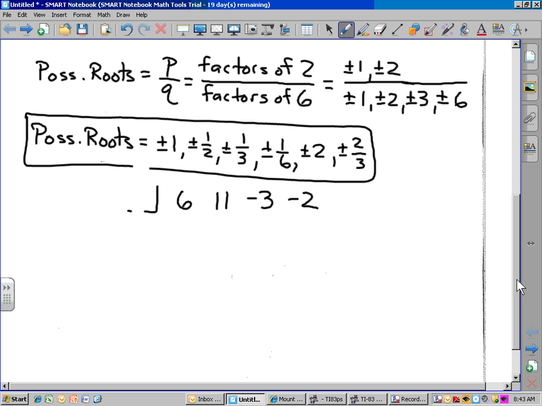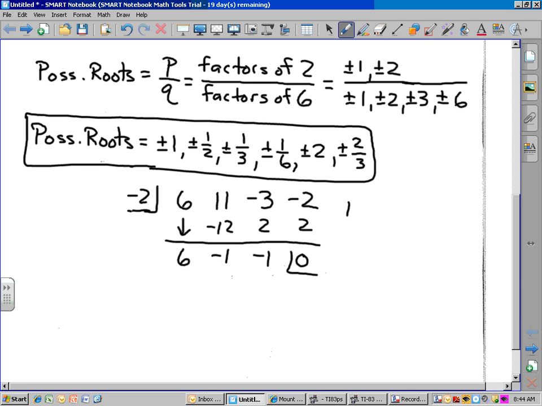Okay, we've done 1 and -1. I'm going to go ahead and jump over to 2 and -2. I'm going to go straight to -2. So -12, -1, 2, -1, 2, 0. -2 works. So that means we have a root.